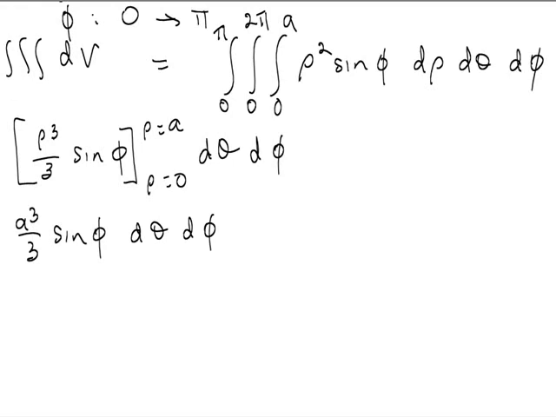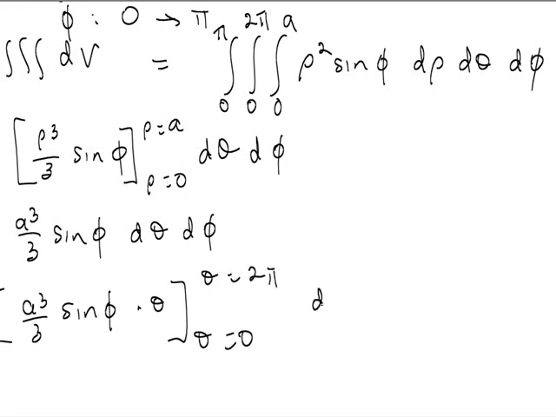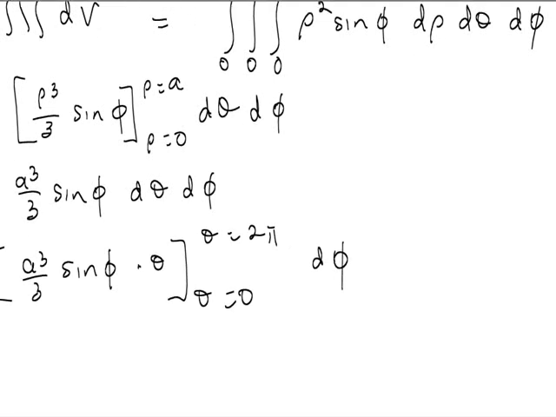Integrate with respect to theta. A cubed over 3 sine phi times theta from theta equals 0 to 2 pi d phi. Substitute 2 pi, 0 to pi, a cubed over 3 sine phi, 2 pi, I forgot that. So that's 2 pi d phi.